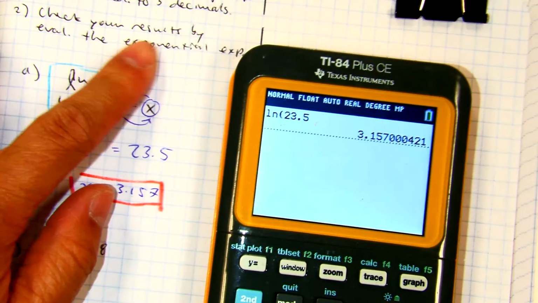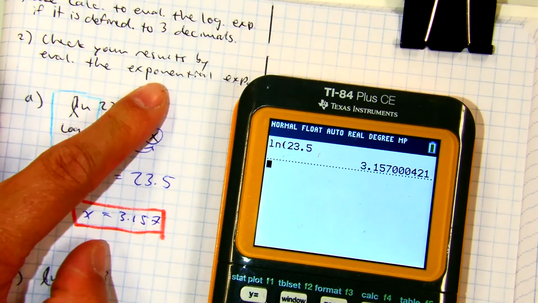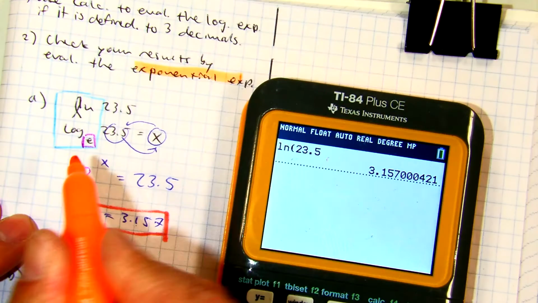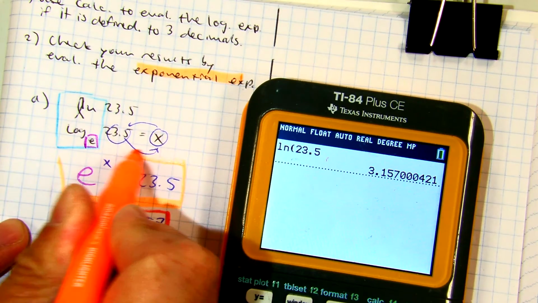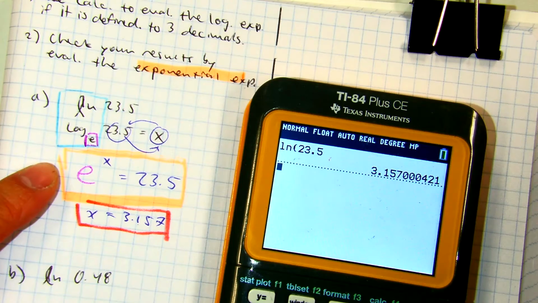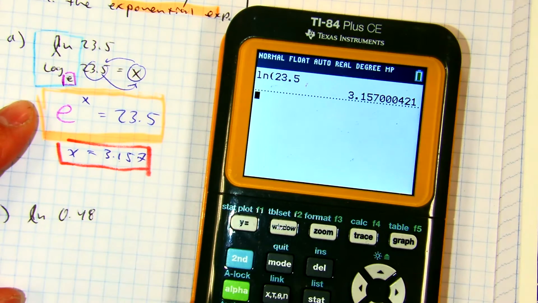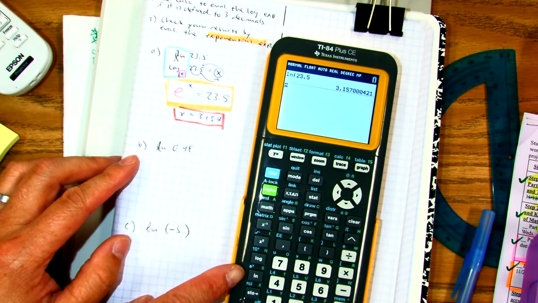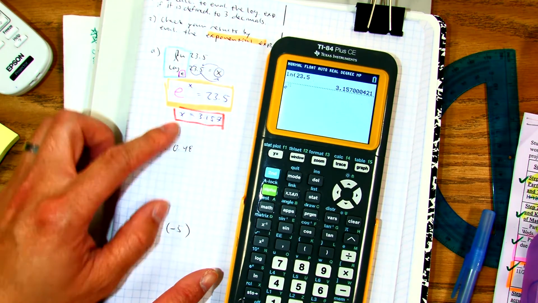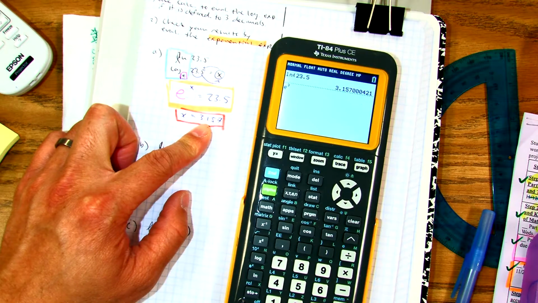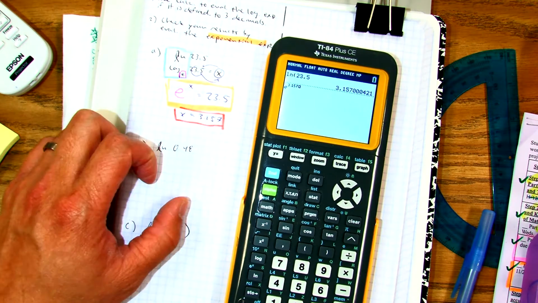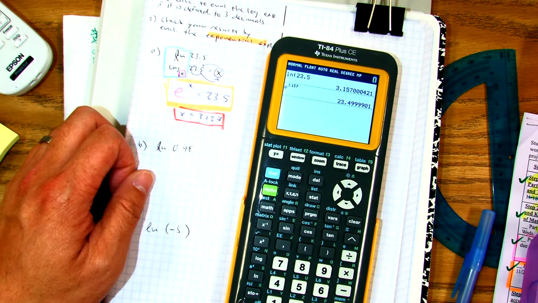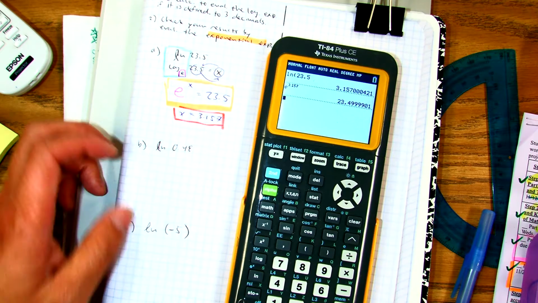Check your results by evaluating the exponential expression. The exponential expression is the one we created by hand. So now I can just go in and type in second natural log, because I want the e now, and now I can type in 3.157. Class, what number do you expect it to spit out? Approximately 23.5. Do you see that? Let's do another one together.